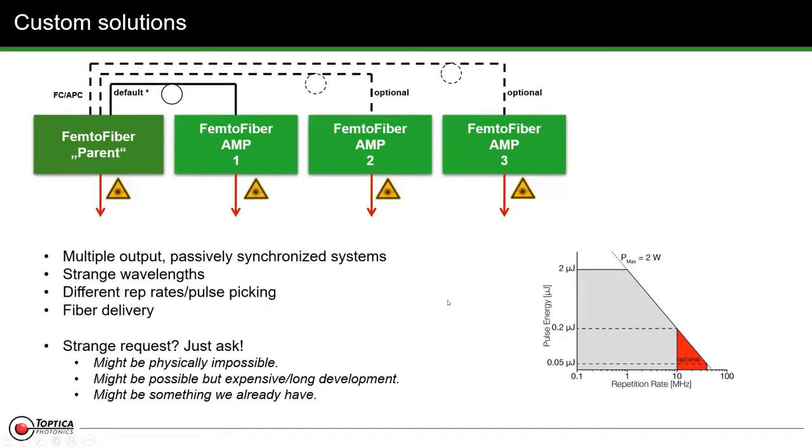That said, it's also worth considering some custom solutions. Say you want to do imaging of multiple regions of the brain at one time. I mentioned how we can do the synchronization with a single oscillator, and you could have multiple output arms. You could have multiple 920 arms or a 920 and a 1030. We can provide different repetition rates, strange wavelengths.